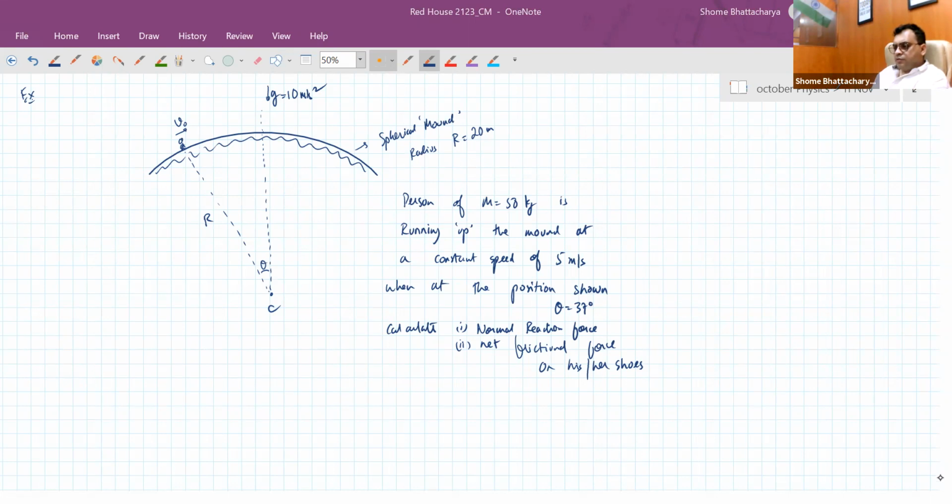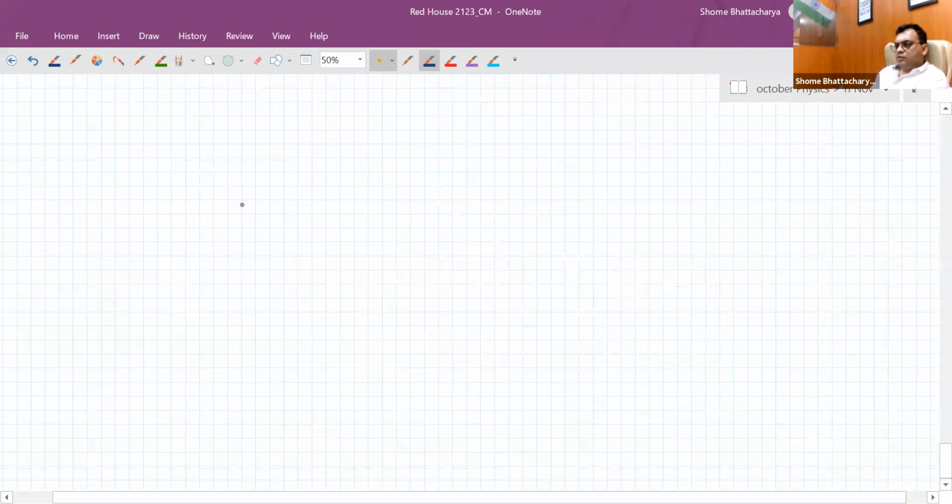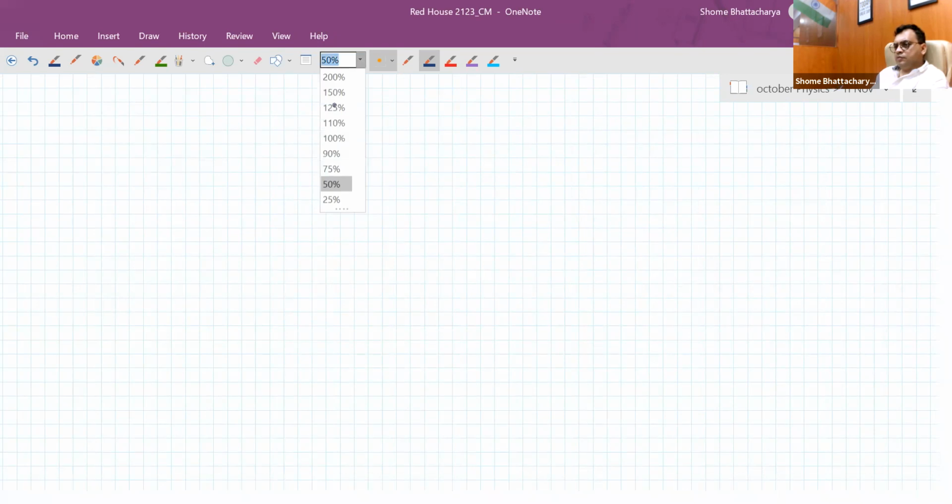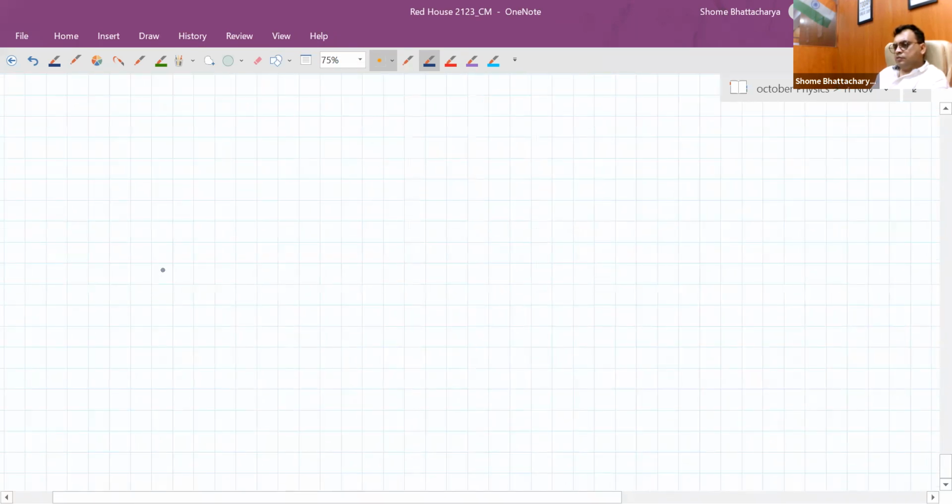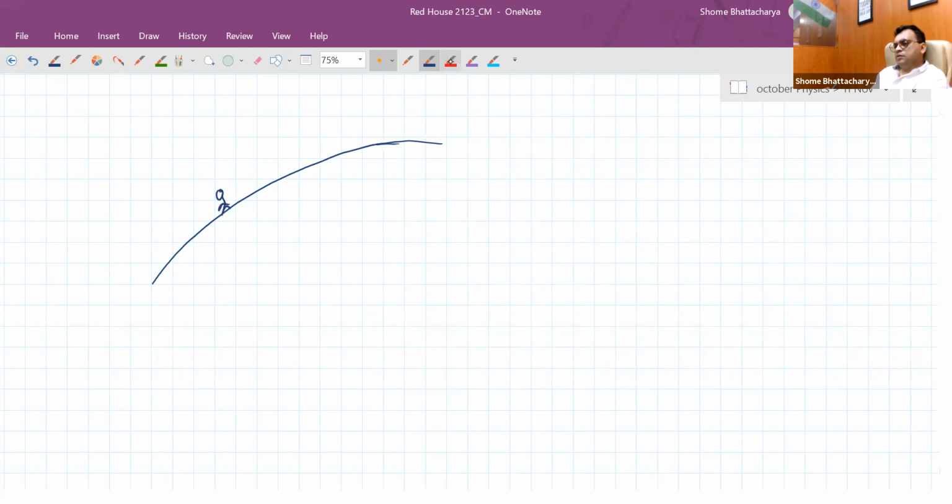Okay, let's work this out. So basically, when the person is somewhere here, because he's moving at constant speed, his tangential acceleration is 0. But he's moving on a circular path, remember, so he still has centripetal acceleration equal to v0 square by r, where r is the radius of the circular path.